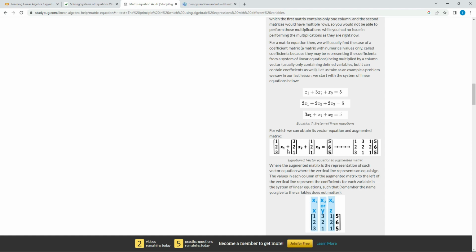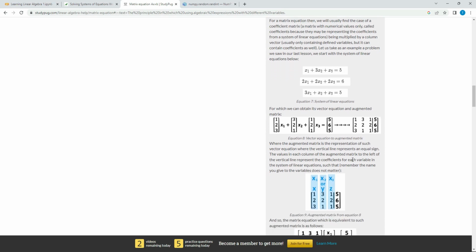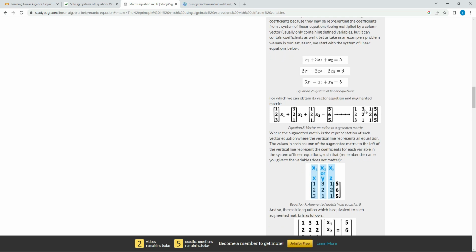So on the left-hand side, you can take these 3 columns, the 1, 2, 3, the 3, 2, 1, and the 1, 2, 1, and combine them into a matrix. And then essentially that is multiplied by your X1, X2, X3. They show this below here. X1, X2, X3 are just 3 variables. You could call them X, Y, Z.